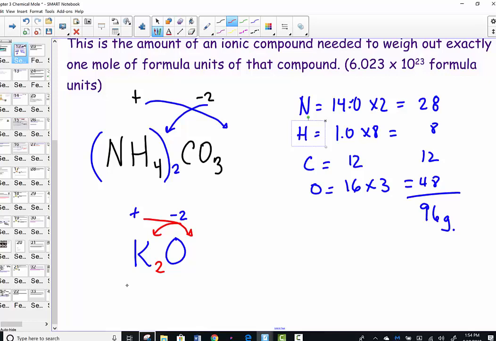Potassium has a formula weight of 39.0983. If we agree to carry 1 decimal, I'll call that 39.1. But there's 2 of them there. Oxygen weighs 16, so I'm going to sum 2 Ks and 1 O. And did you find 94.2? Excellent.